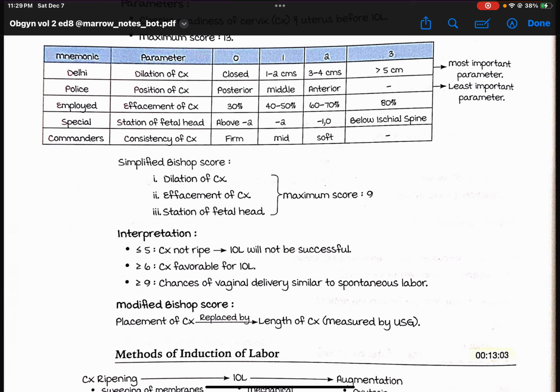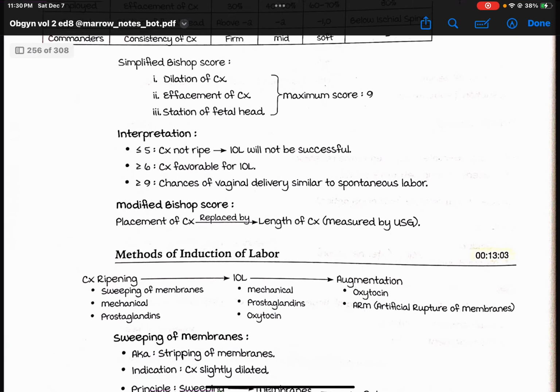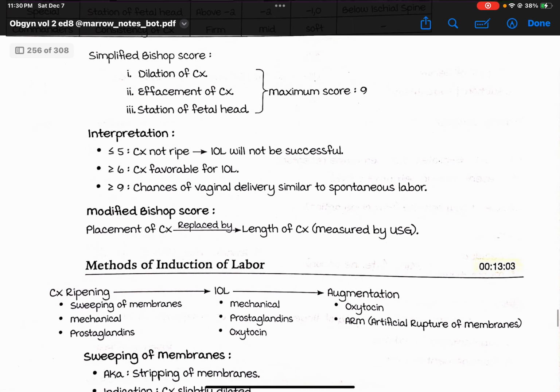Simplified Bishop's score: dilatation of cervix, effacement of cervix, station of fetal head. Maximum score is 9, whereas earlier the maximum score was 13. Interpretation: less than 5, cervix not ripe, induction of labor will not be successful. More than 6, cervix favorable for induction of labor. More than 9, chances of vaginal delivery similar to spontaneous labor. Modified Bishop's score: position of cervix is replaced by length of cervix, measured by ultrasound.